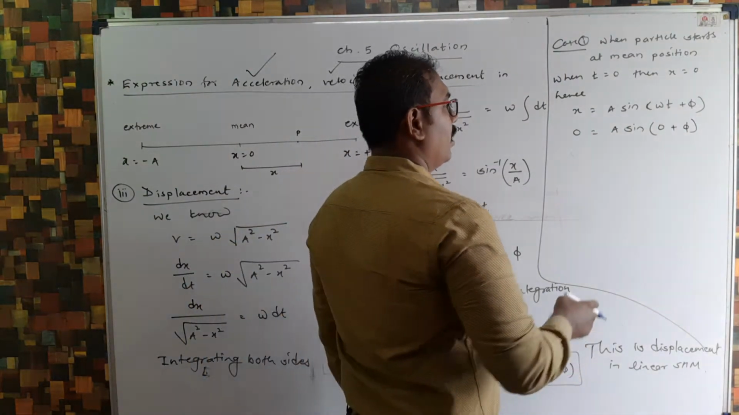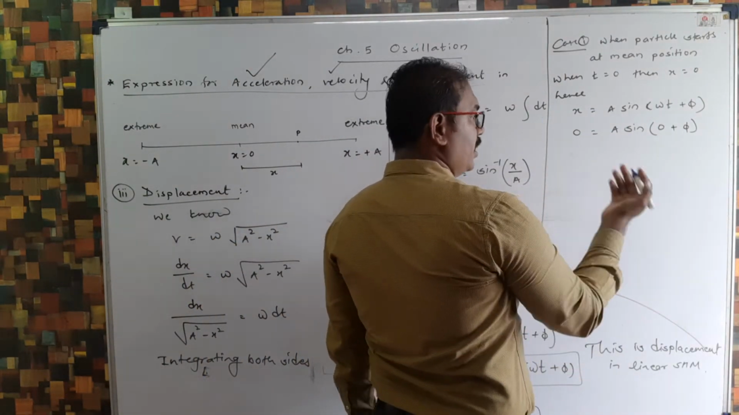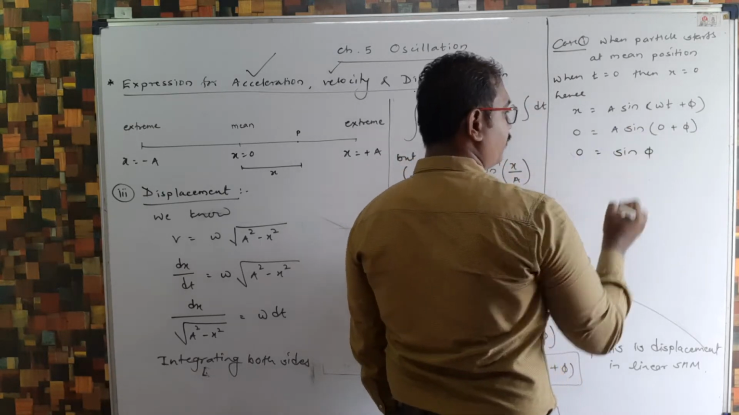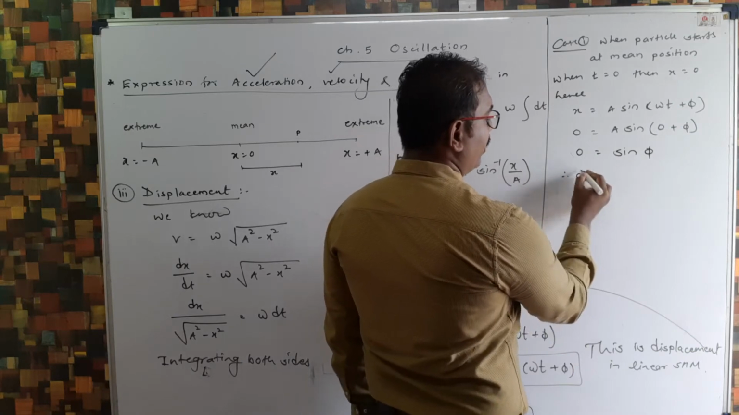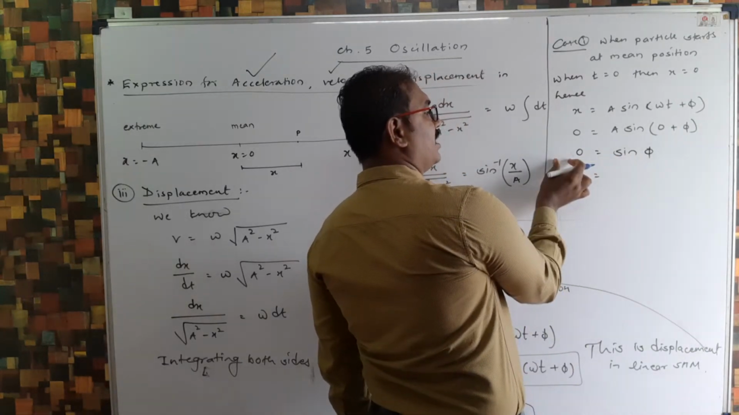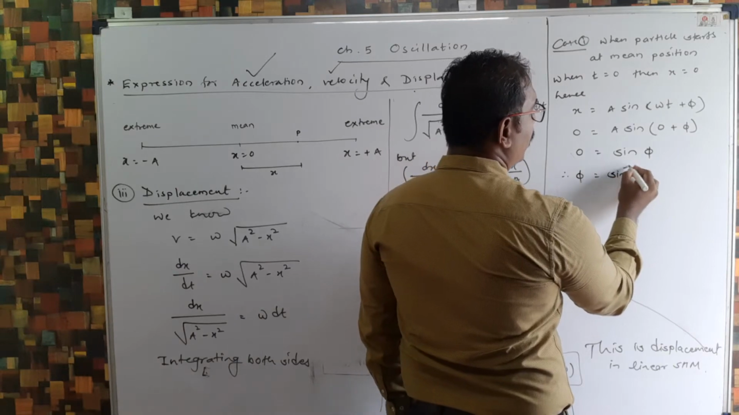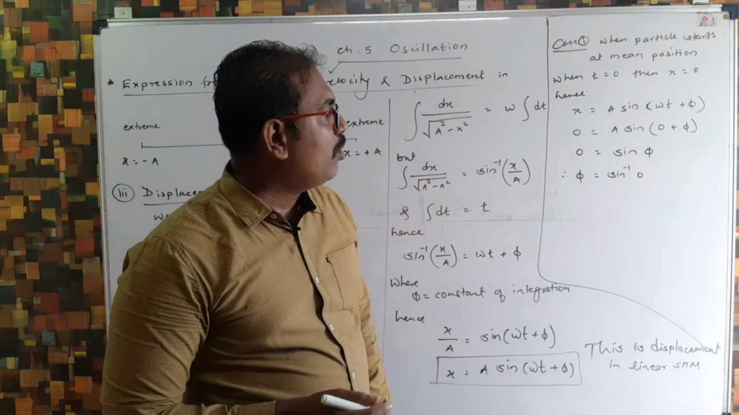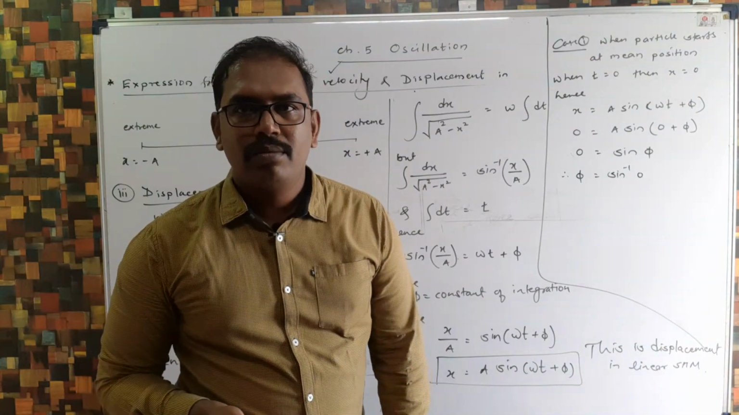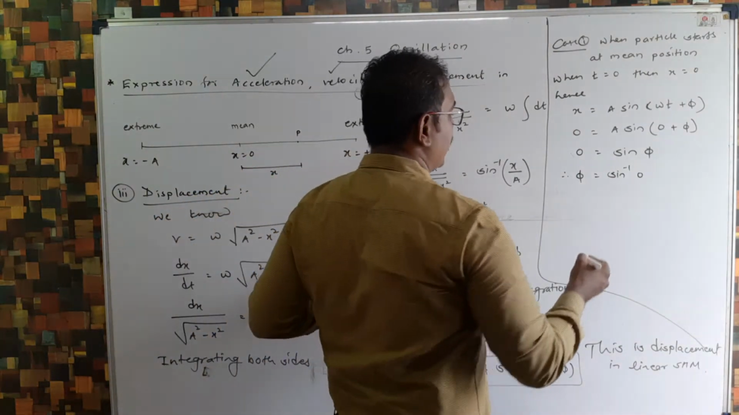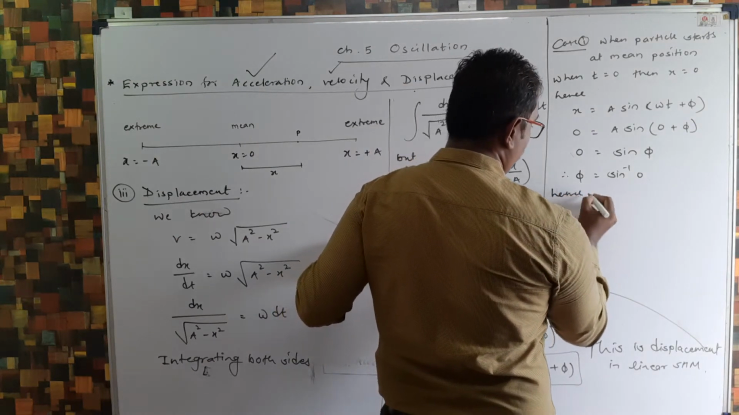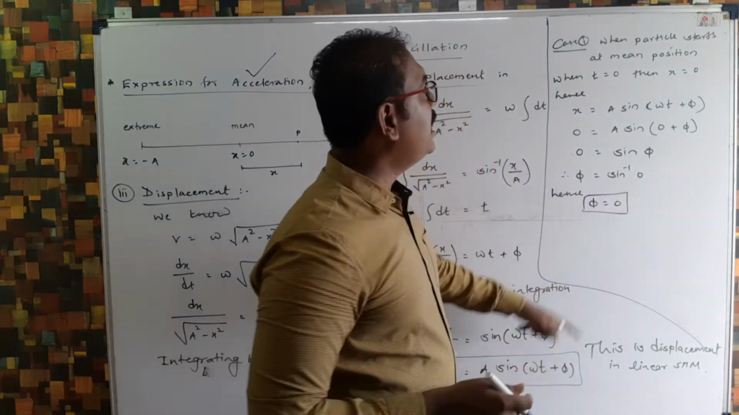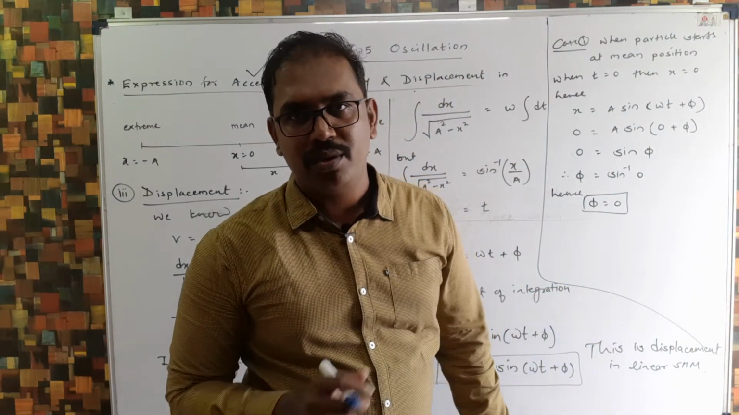Then I transfer a to this side, again 0. Then 0 is equal to sine of phi. Or I can write here phi is equal to, I can shift this sine to this side, sine inverse 0. Now sine of which angle is coming 0? Sine 0 is 0. It means that hence phi is equal to 0. Means at mean position phi is equal to 0.